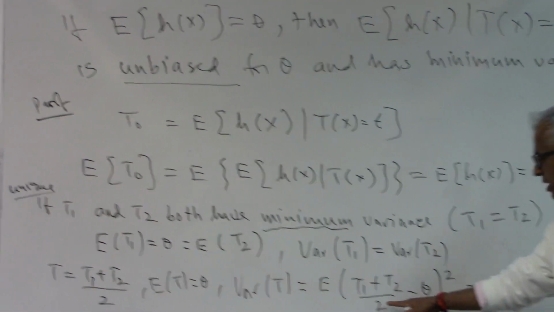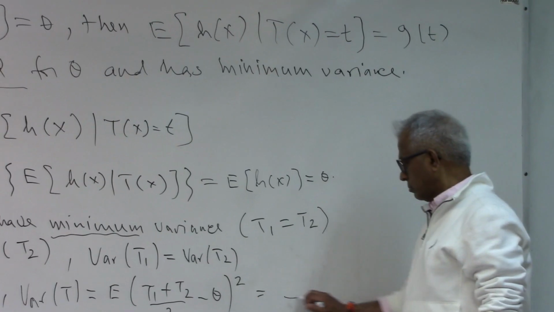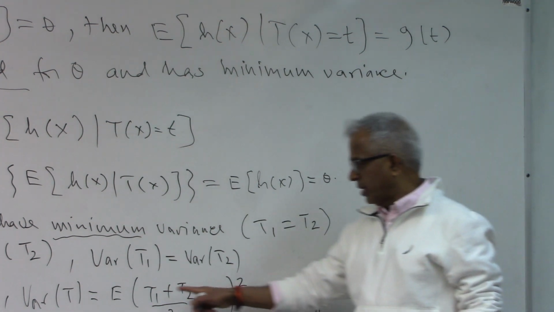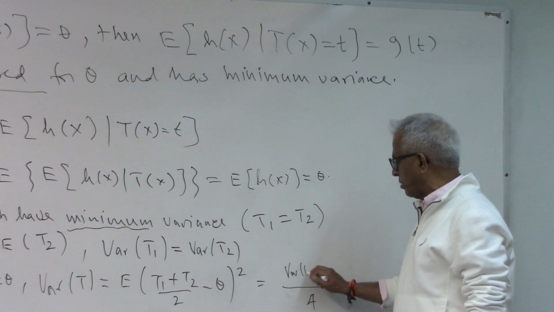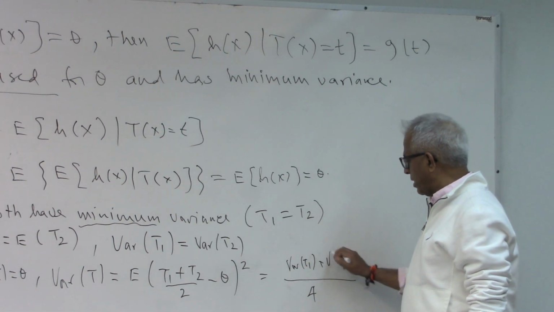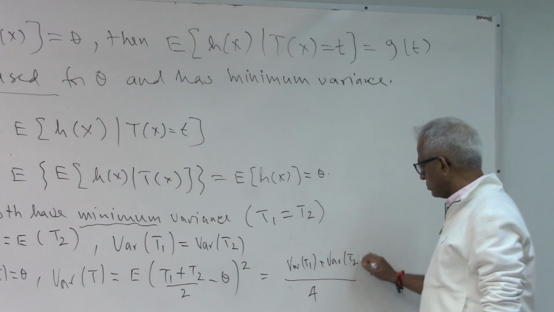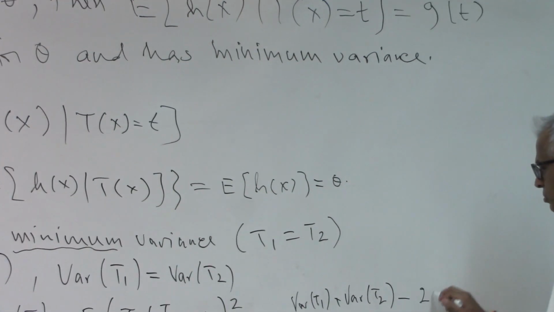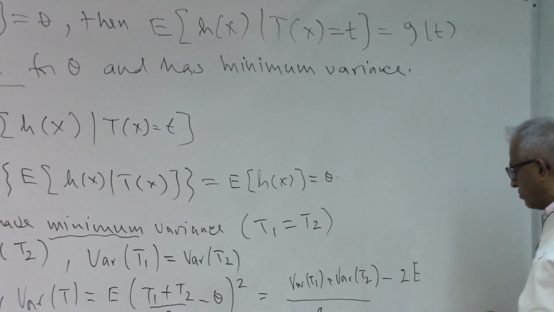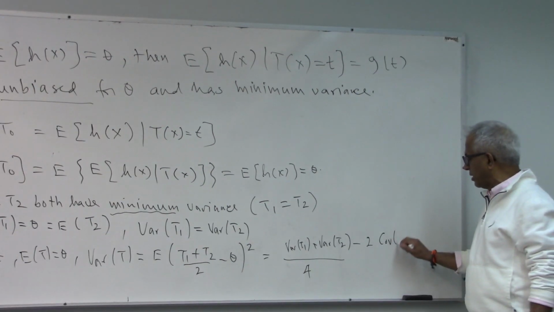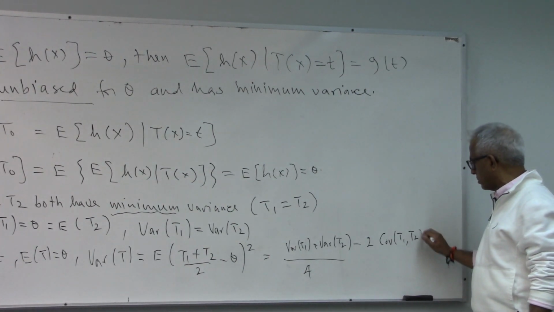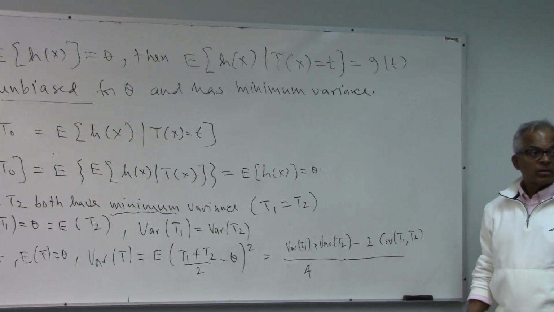So if you expand this, take this 2 here. So that will be then (T1 minus theta) plus (T2 minus theta). So you will get the first expression will be variance of T1 plus variance of T2, right? Then minus 2 times expected value of T1 minus theta multiplied by T2 minus theta. That's covariance of T1 comma T2, right? Yes?